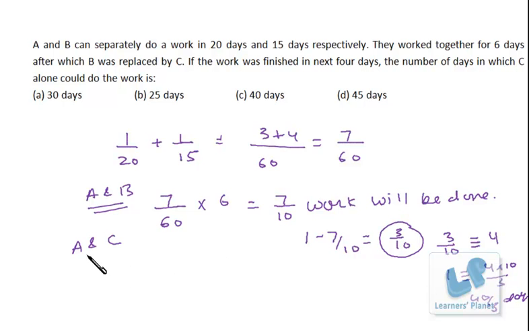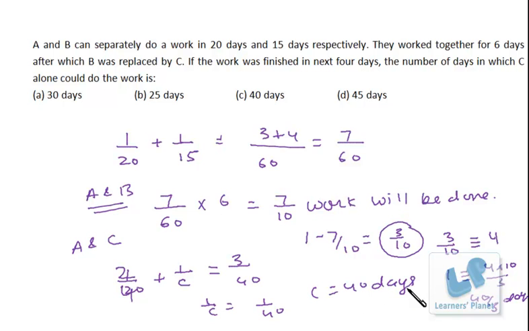Okay, now we know the capacity of A, that is 1 by 20. Capacity of C we have to find out, and their joint capacity is 40 by 3 days to complete the work. That means in a single day they will be doing 3 by 40 of the work. So 1 upon C is 1 upon 40. That means C will be taking 40 days to complete the work, right?